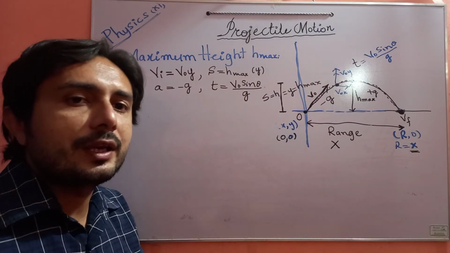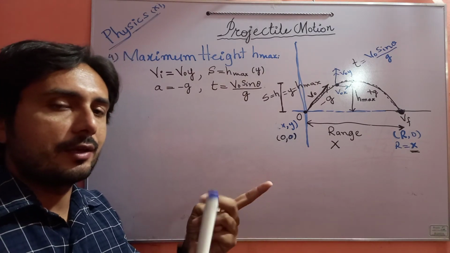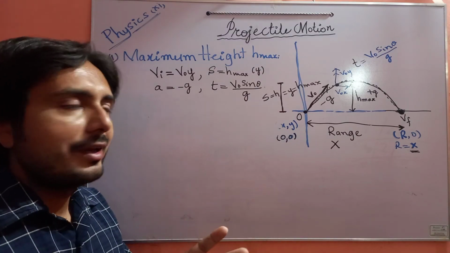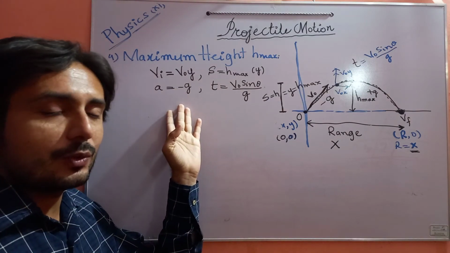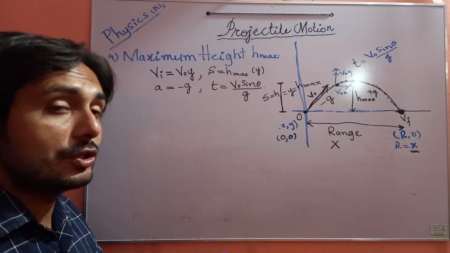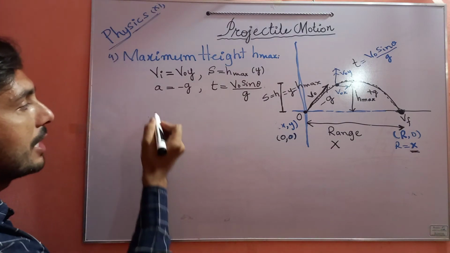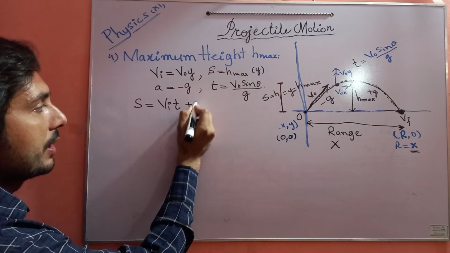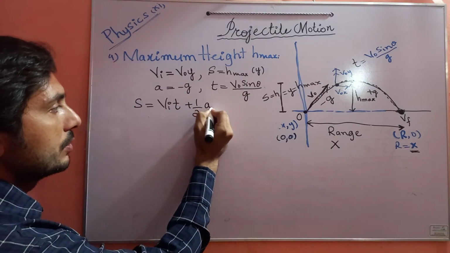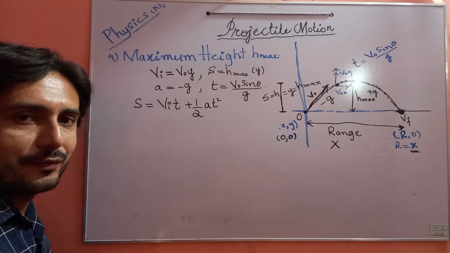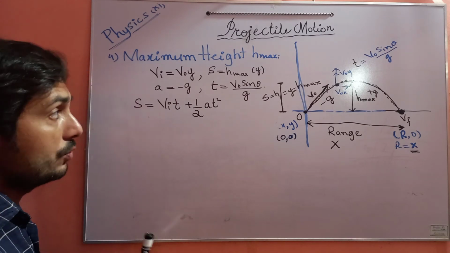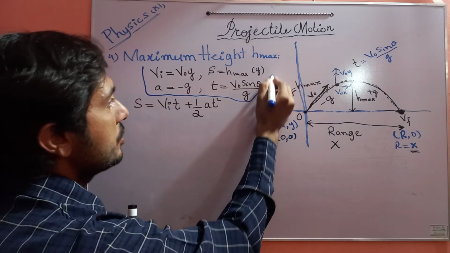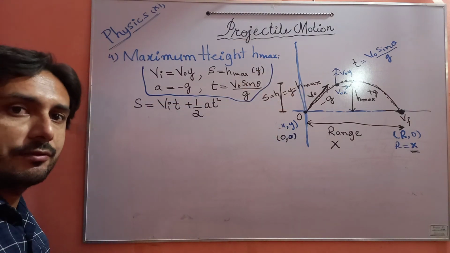So we have three equations of motion: the first equation of motion, the second equation of motion, and the third equation of motion. To determine the maximum height, we are going to use the second equation of motion about the distance, that is s equals v naught t plus 1 upon 2 a t squared. We are going to replace the values that we have written down initially.